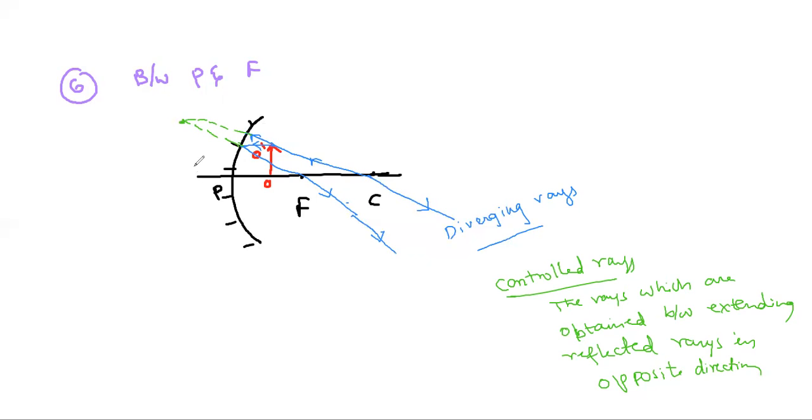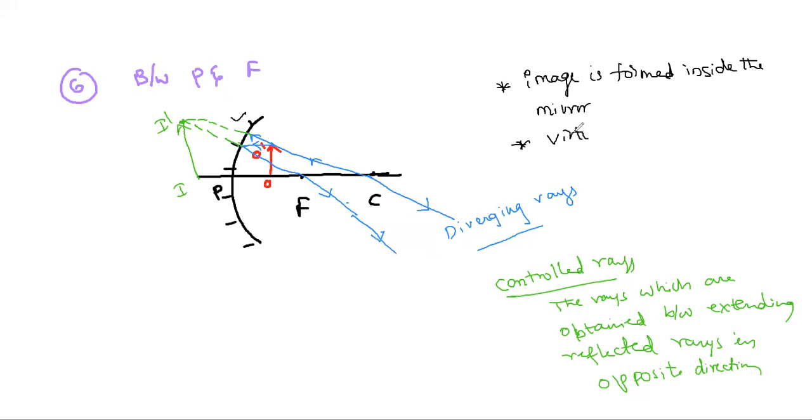So now you got the point of intersection here. So you got the image which is formed inside the mirror. Coming to the image characteristics, what are the image characteristics? Where is the image formed? The image is formed inside the mirror, and the image formed due to the intersection of the construction rays, inside the mirror, is called a virtual image.